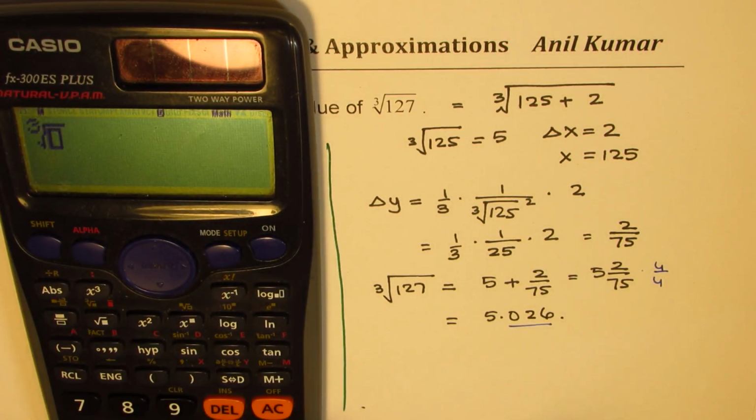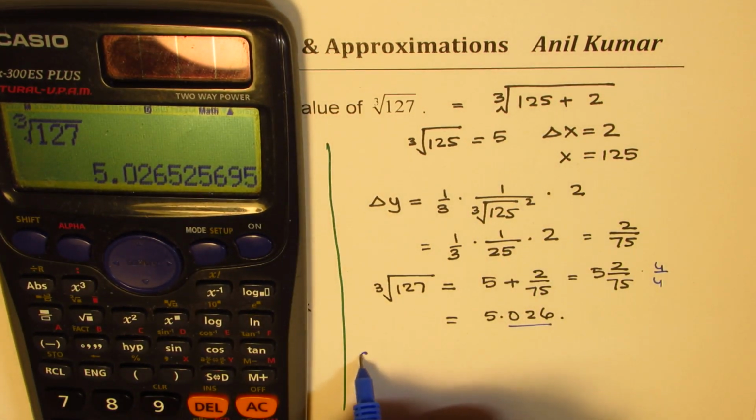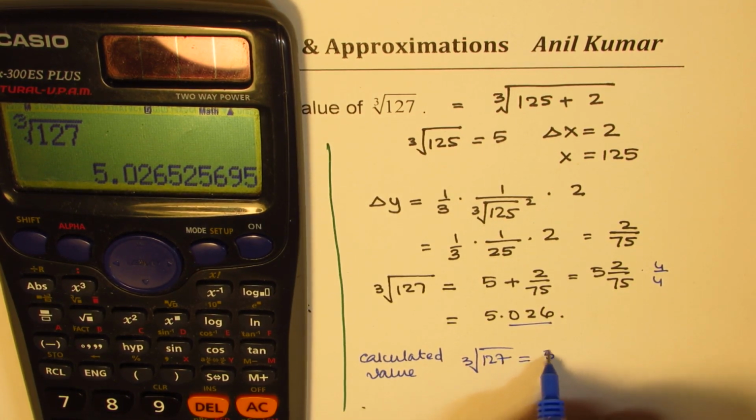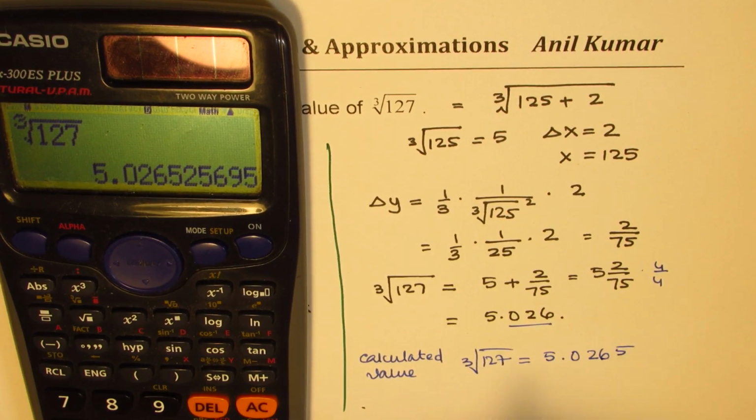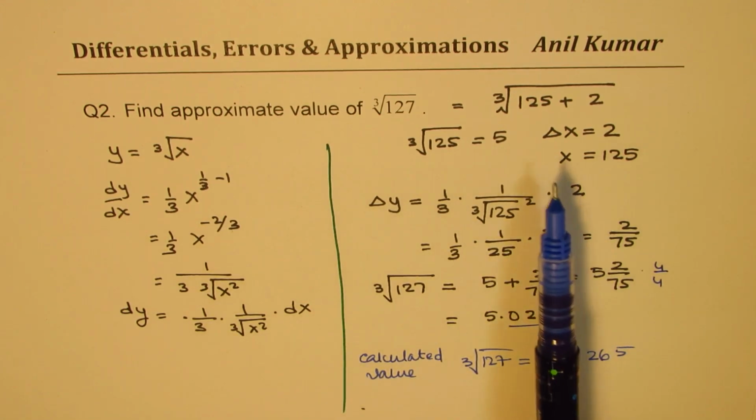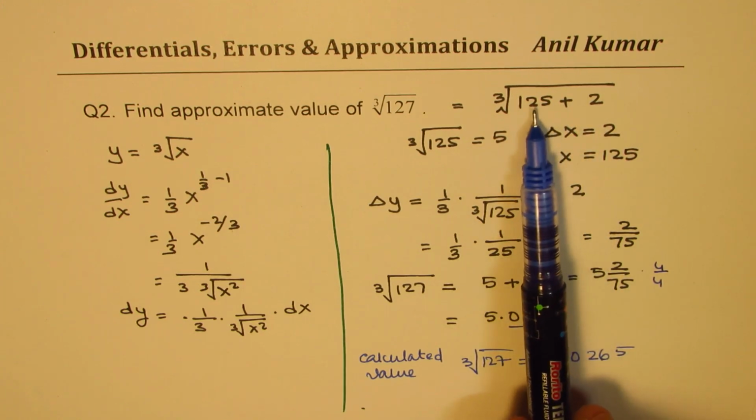So we'll do shift cube root of 127, which is equal to how much? So the calculated value of the cube root of 127 is actually 5.0265, right? So as far as we are concerned, the value which we found up to the third decimal place was perfectly fine. Do you see that? So that is how you actually get your answer, right? So we know it is very close to 5, slightly away. That's the whole idea. Slightly away.